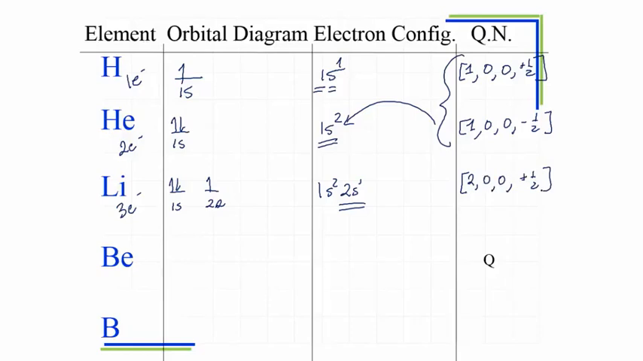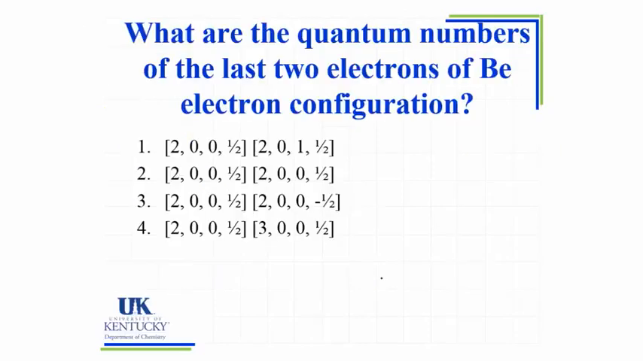Moving to beryllium, we have 4 electrons. We put 2 electrons in the first shell. We go to the second shell with its 2s orbital, and we put both of those electrons there. That would be 1s2, 2s2 for the electron configuration. Now let's have you consider the quantum numbers of those 2 electrons. What would they be? Stop and choose an answer.